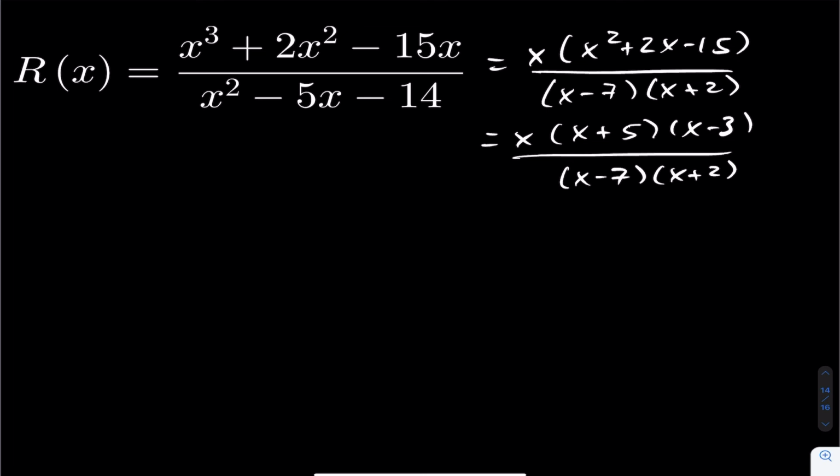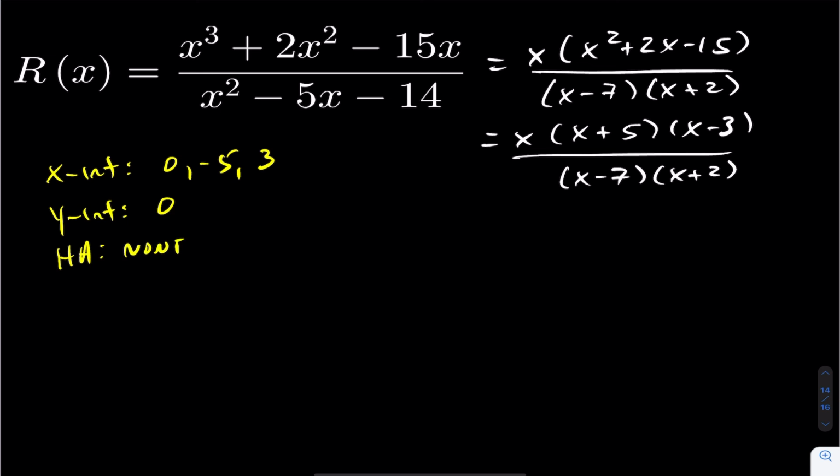We can go ahead and find our x-intercepts. The x-intercepts here are going to be when the top is 0. That'll be at 0, -5, and 3. My y-intercept happens when I evaluate the function at 0. I have an x-intercept at 0, so right away I have a y-intercept at 0 as well. We have no horizontal asymptote. Regarding vertical asymptotes, they exist when the bottom is 0, so this is going to be x is 7 or -2.